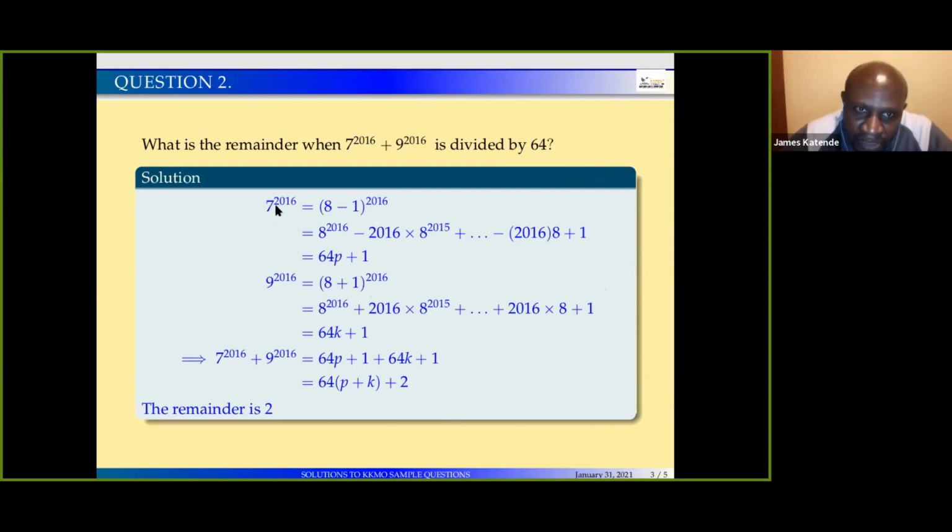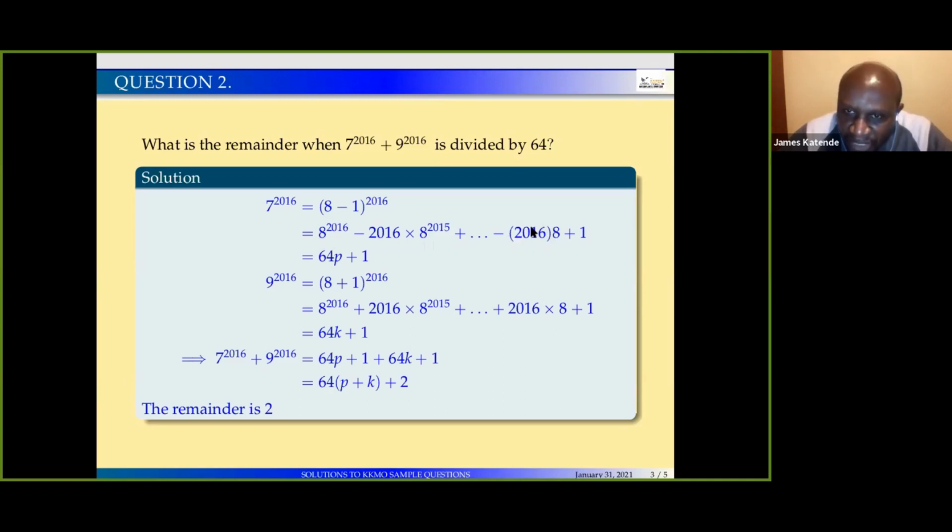So for 7 raised to 2016, here we have the binomial expansion for it. So the first term will be 8 raised to 2016. So it definitely contains an 8 squared in there. And any number that comes after that all the way up to before the second last term in the expansion contains a 64, because it will have a power of 8 that is at least 2. That means it must contain a 64.